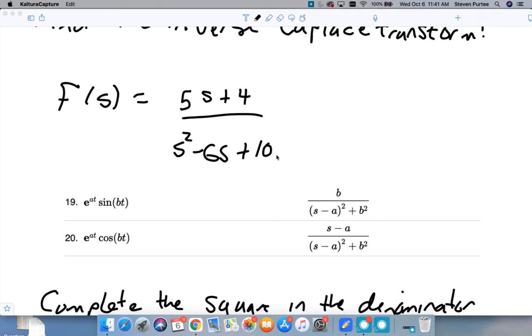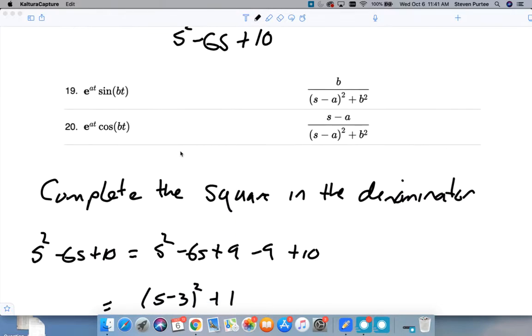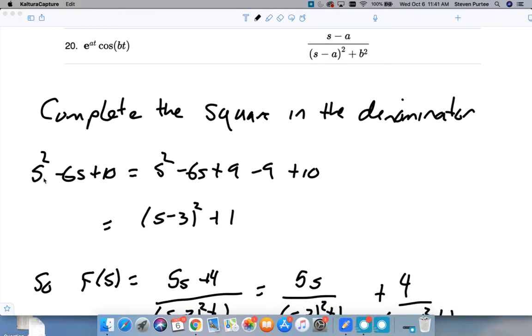Okay, so let's complete the square in the denominator. I've got s squared minus 6s plus 10. I want to take half of that middle guy. Half of 6 is 3. Square that. 3 squared is 9. Add and subtract that in my expression, because I want to keep everything balanced. I want it to still be the same expression. Half of 6 squared, add and subtract.